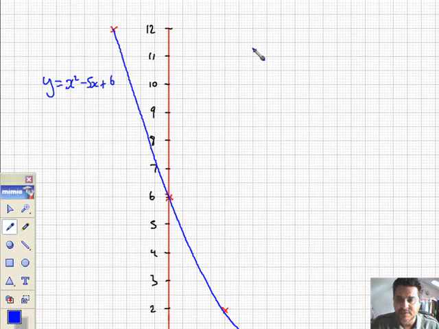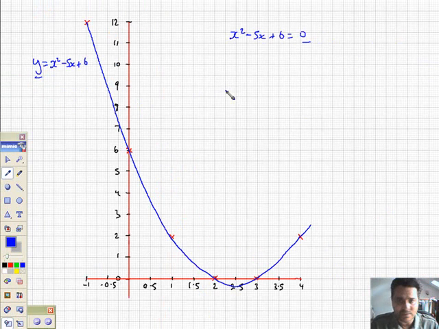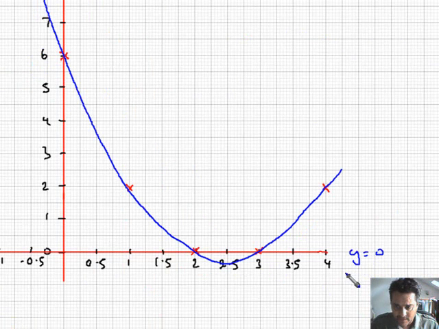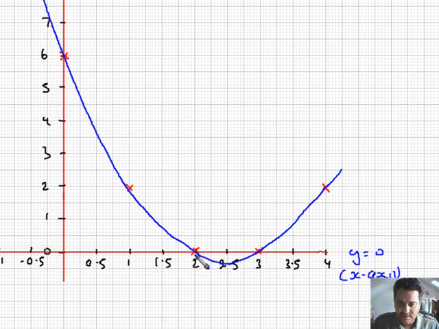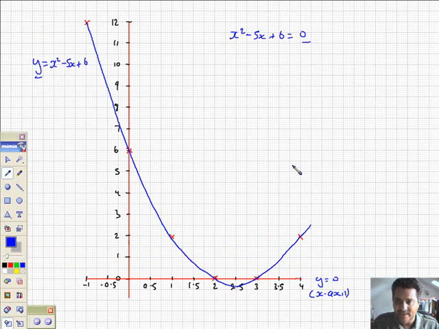So the first one I've got to solve is this. So I've got x squared minus 5x plus 6 equals 0. In other words, where does this y equal 0? Answer, along the line y equals 0, which is this one here. In other words, the x-axis, you know that. So we're looking at two solutions there and there. There they are. So the two solutions are x equals 2 and x equals 3.